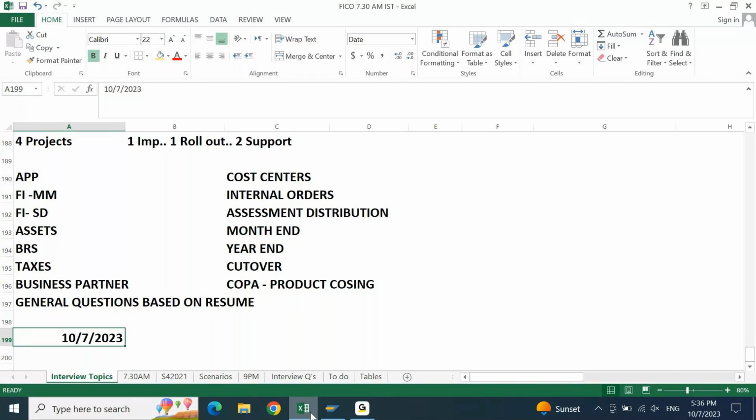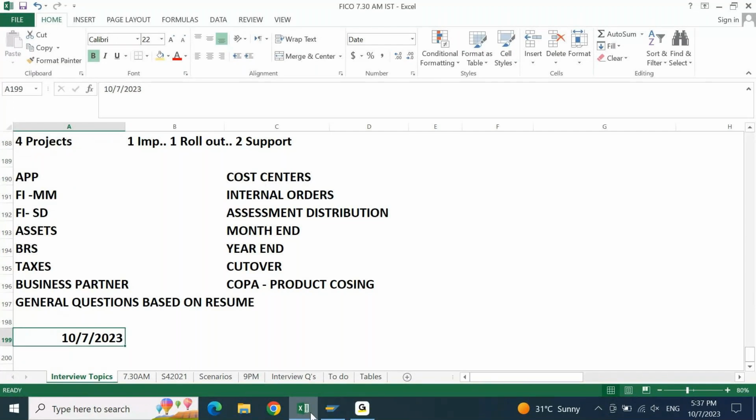If your SD module is creating an entry in the accounting side, especially in the accounts receivable subledger, in the customer account, that is represented as FI-SD integration from the SAP perspective. Why do we call it FI-SD integration? Because your accounting is updated based on the SD activity. Something is happening in the SD module which is creating an accounting impact in the FI module.